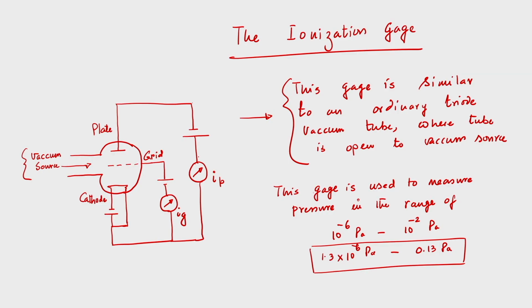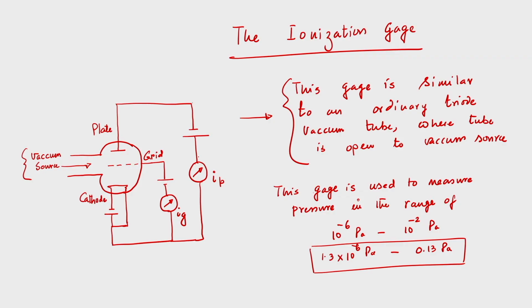Now, if we look at the schematic, we can see that there are two different currents, one is the plate current, another is the grid current, IP and IG, and the pressure which we would like to obtain from this gauge can be shown to be proportional to the ratio of the plate current to the grid current. And now we will see how we can express that the pressure measured by this gauge can be written as the ratio of plate current to the grid current.